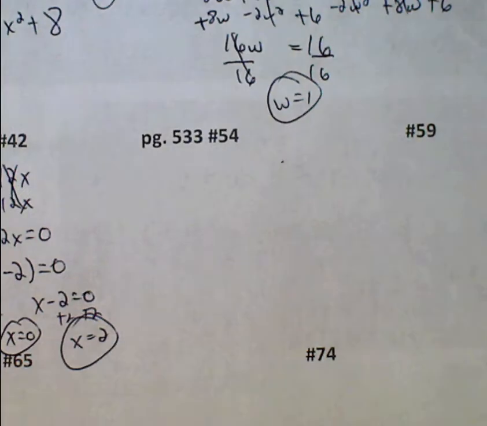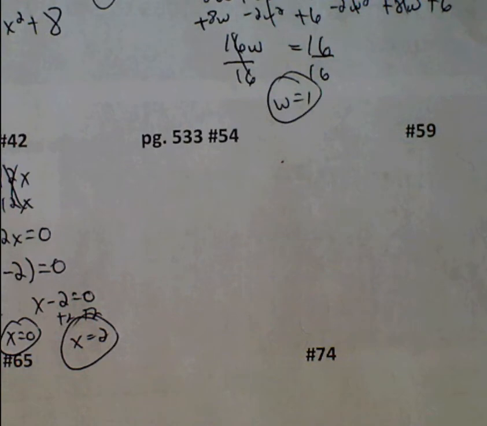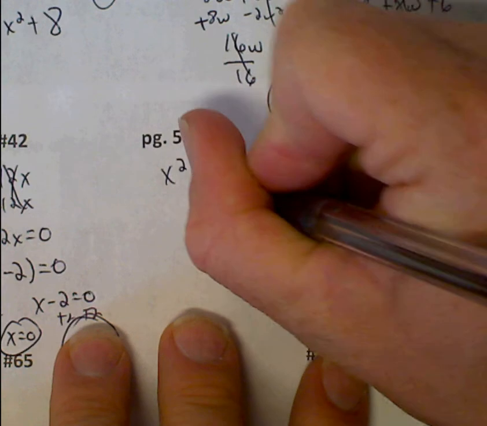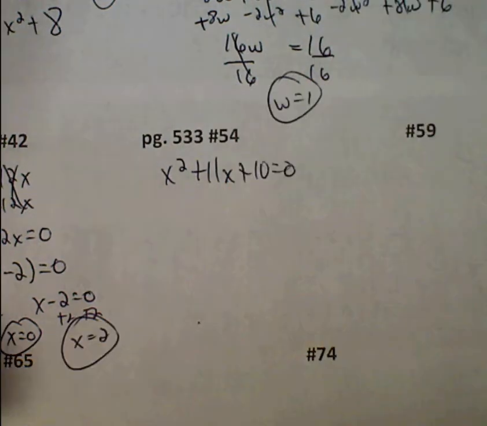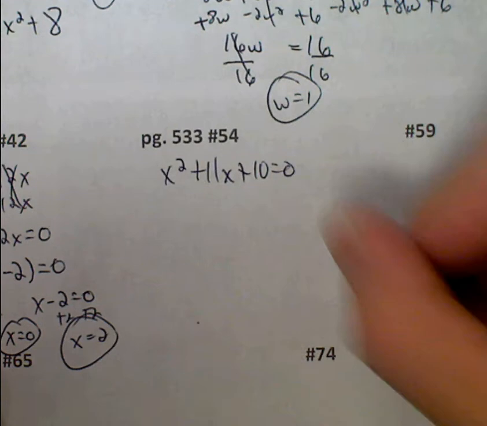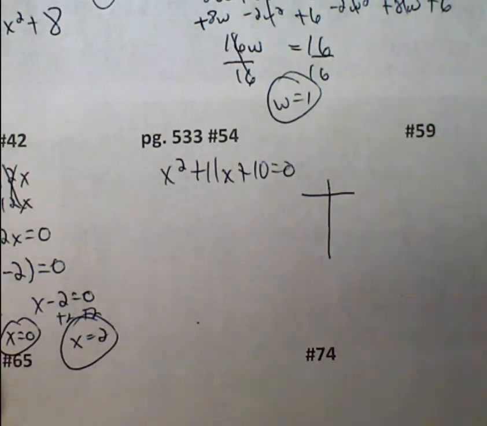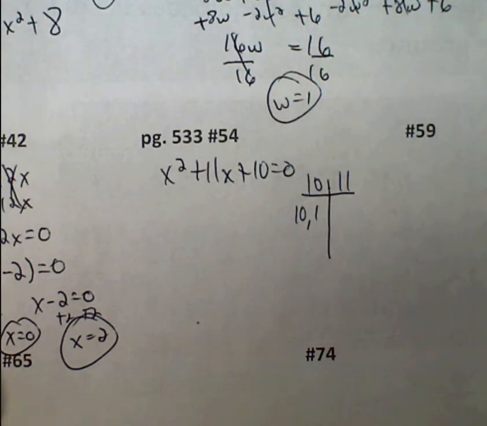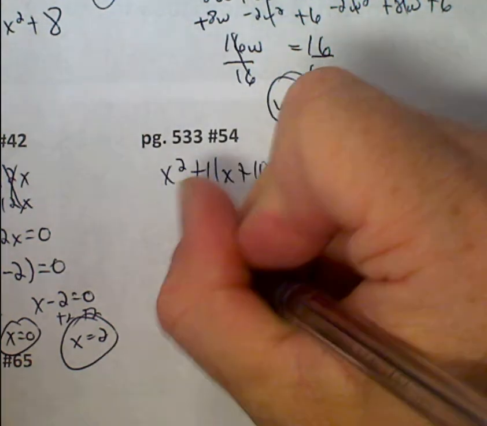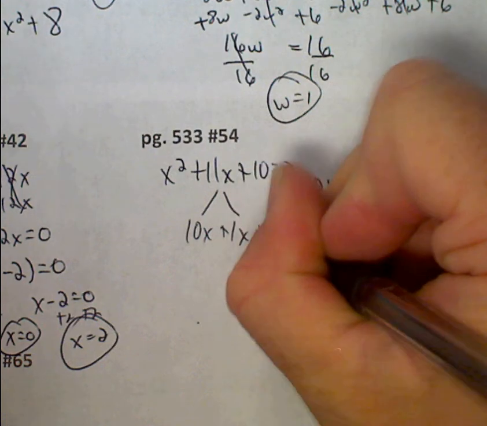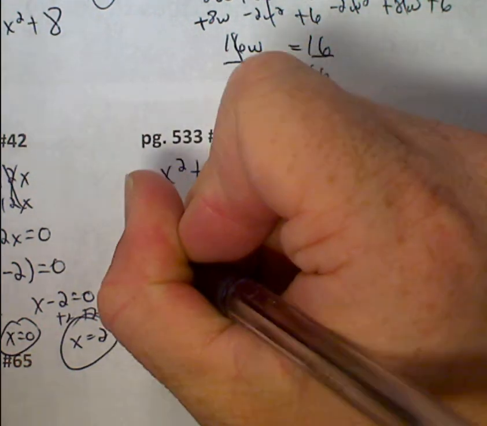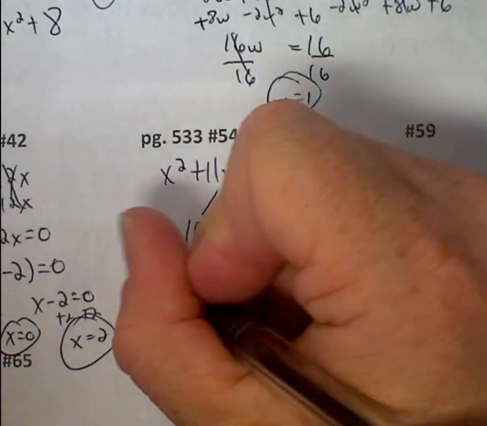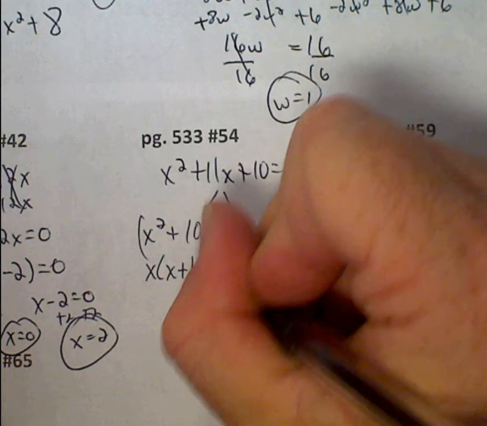Page 533, number 54. X squared plus 11x plus 10 equals 0. This is a trinomial. I can't take anything out, so a times c is 10, middle term 11. That would be 10 and 1. Break this down, 10x plus 1x, bring down the plus 10, bring down the x squared. I'm going to go ahead and group this. This would be x. I'm left with x plus 10.